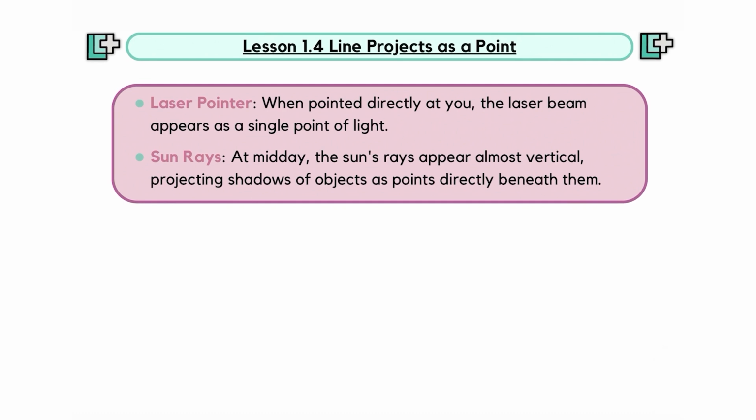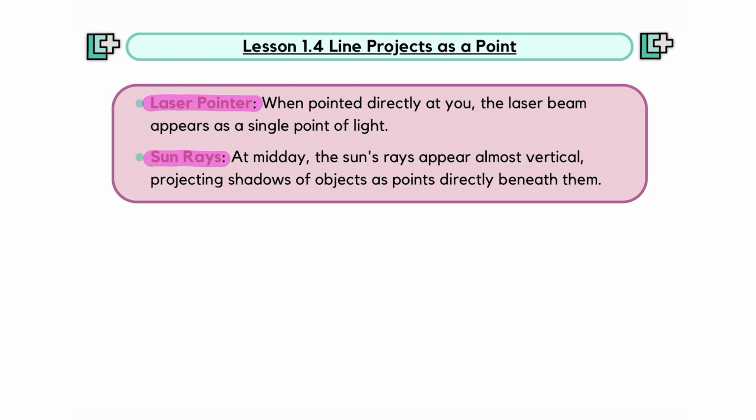So the first one that states here is that a line projects as a point. And again, we'll start off just with some real world examples of this particular concept. So the first is a laser pointer. When pointed directly at you, the laser beam appears as a single point of light. Sun rays are another practical example of this particular geometric principle in action. So at midday, the sun's rays appear almost vertical, projecting shadows as objects as points directly beneath them.